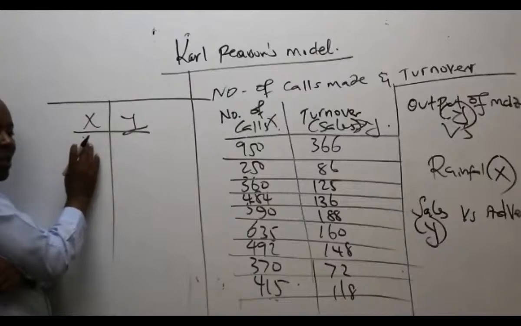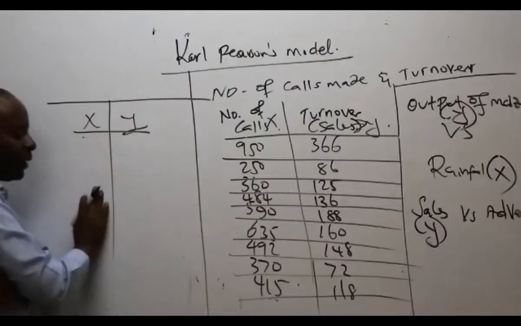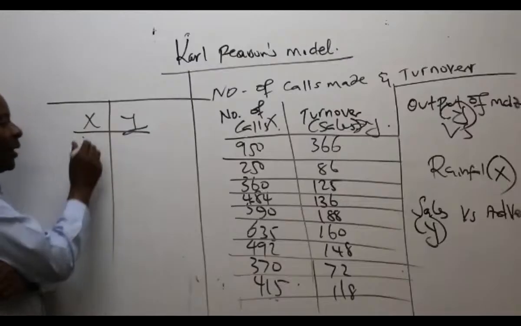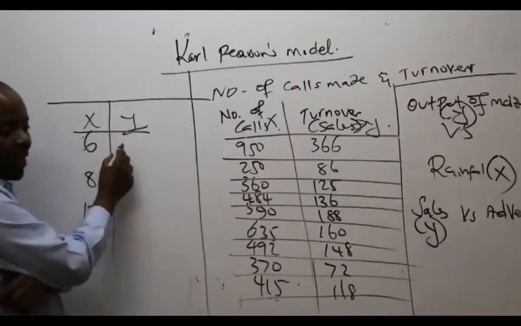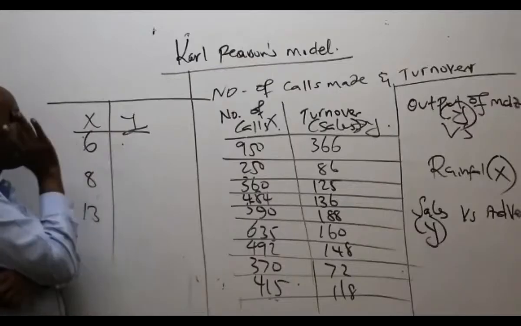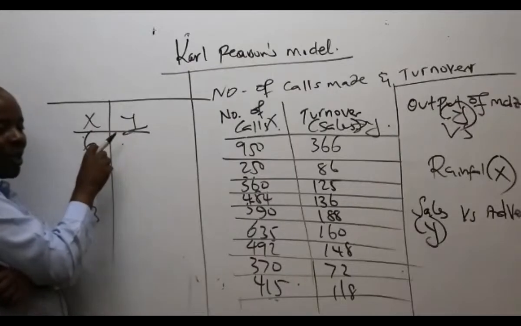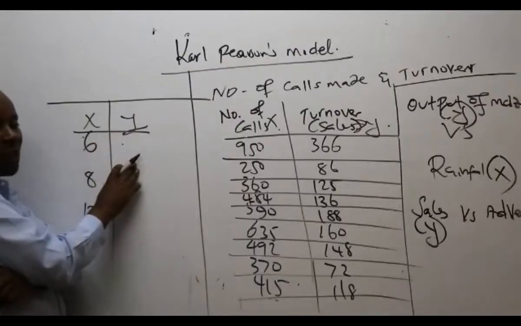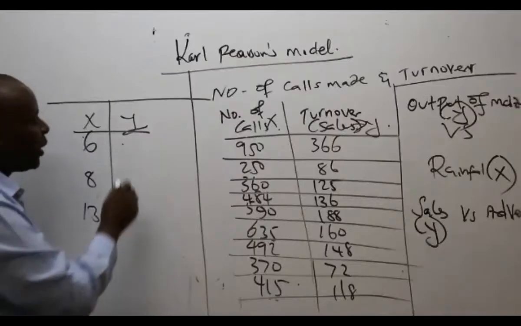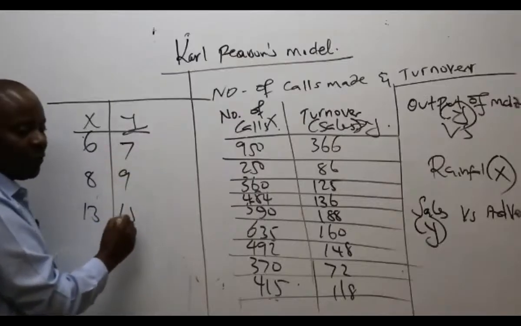No, I don't want the summations. I want the individuals. I want the individual items. Was it 6, 8 something? 6, 8, 13. How about summation of Y? Or not summation, but the Y parameters, the Y metrics. So it is 7, 9, 15.